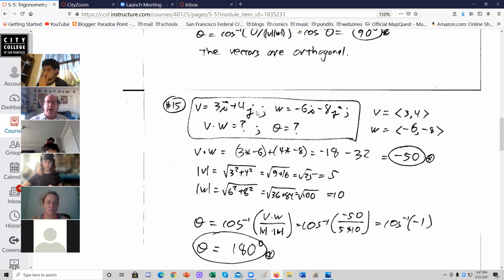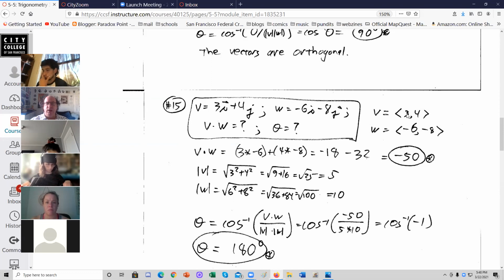Well, now let's try this. 3i plus 4j and negative 6i minus 8j. That is, 3 by 4 and negative 6 by negative 8. What's their dot product? What's the angle between them? All right. 3 times negative 6 plus 4 times negative 8 is negative 18 minus 32, which is negative 50.